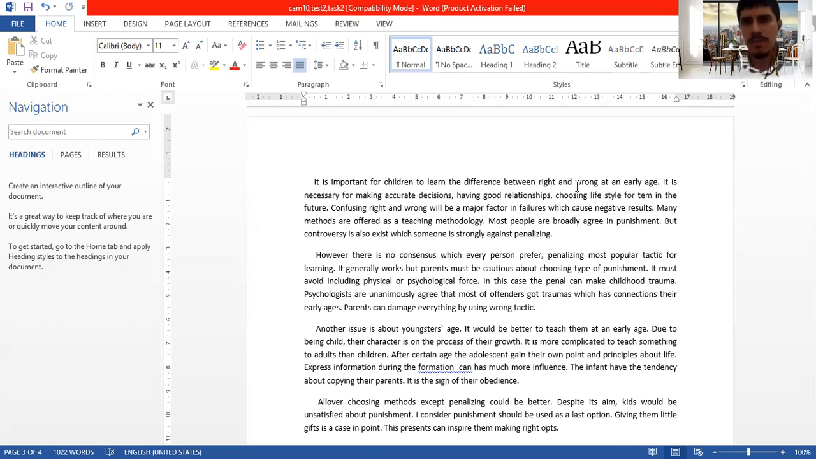Most people broadly agree. So we agree, not "we are agree", or "are broadly agree in punishment". We agree in punishment, agree in something? No, we don't say so. You can say agree with the establishment of severe punishment.